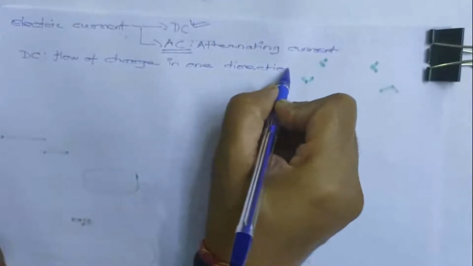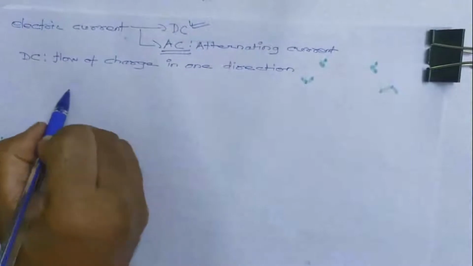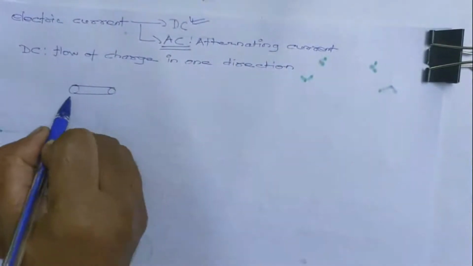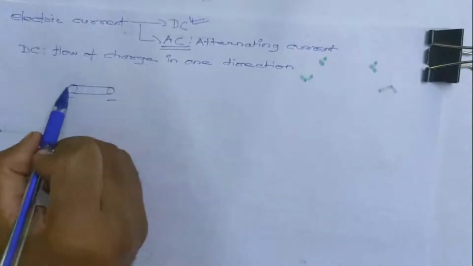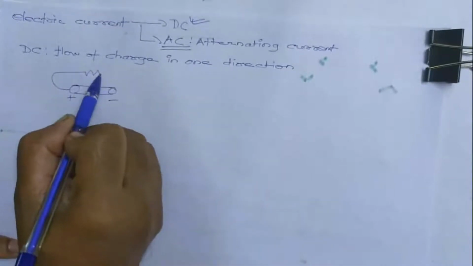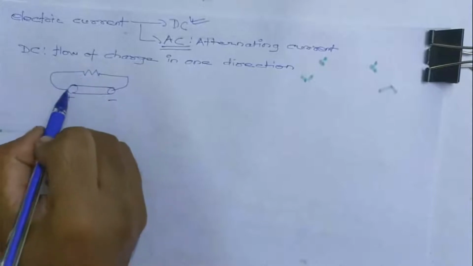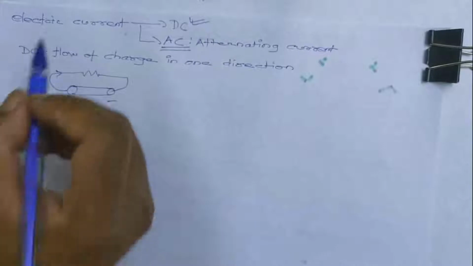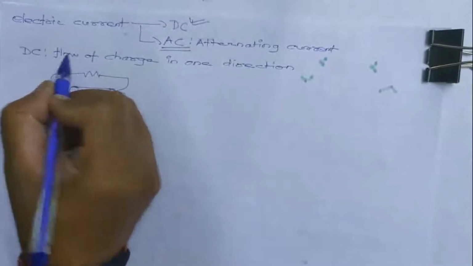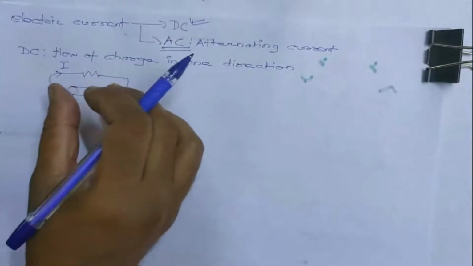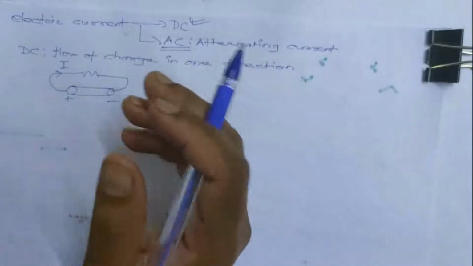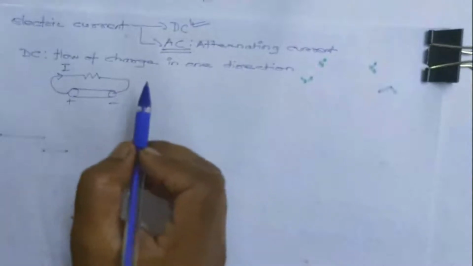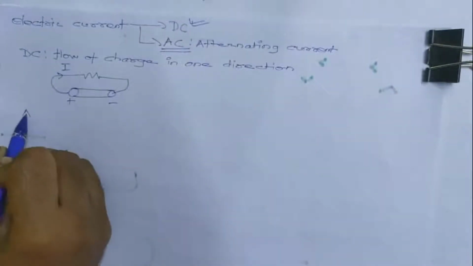This is DC current, which we have already studied. This is the positive terminal and negative terminal of the battery, and a wire is connected, okay. So current will flow in this direction, and we denote current with the letter I. We will discuss current later, in mathematical terms, how it is related to the charge. Anyway, so what is AC?